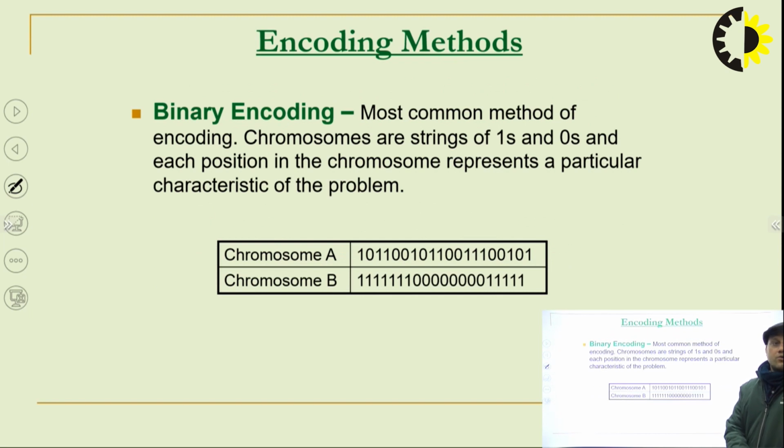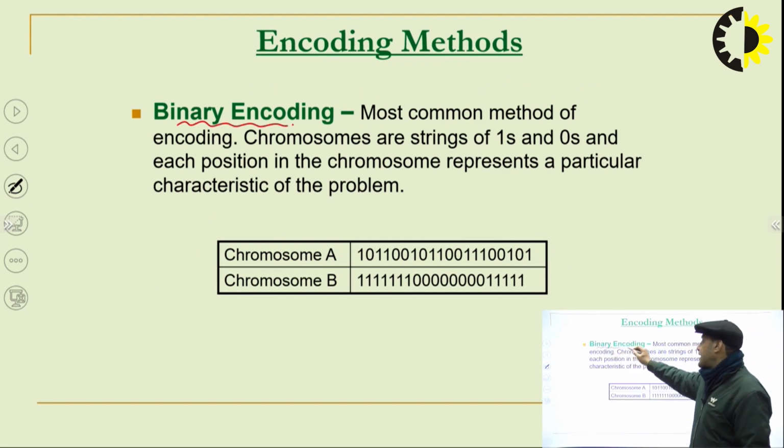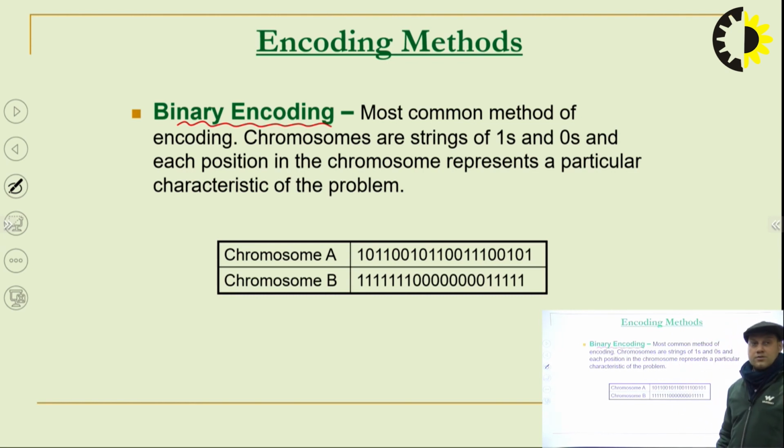Okay. So what are the different methods? Number 1 is binary encoding. This is the most commonly used method. Here the chromosomes are strings of 1s and 0s, and each position in the chromosome represents a particular characteristic of the problem. Okay. So for example, this is chromosome A, this is chromosome B. In a computer system, it will be represented as a sequence, a string that consists of bits.